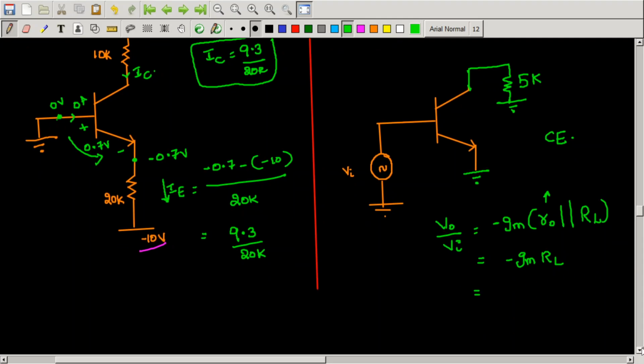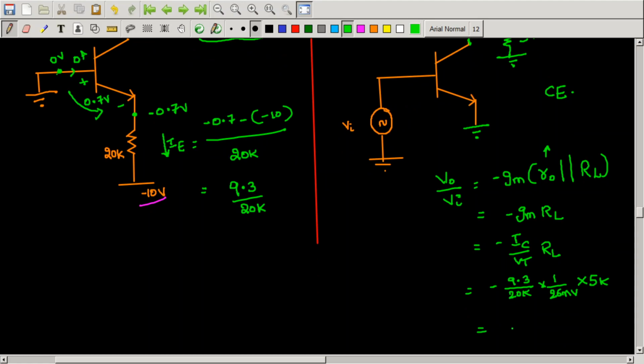Okay. So what is your gain? The gain value will be IC by VT into RL. IC is 9.3 by 20k, VT is KT by Q, that is 26 millivolts as given in the question, and this RL is 5k. Okay. And if you solve this, I think you will get around 89 point something. I am not sure of this answer. Okay. Just calculate that.